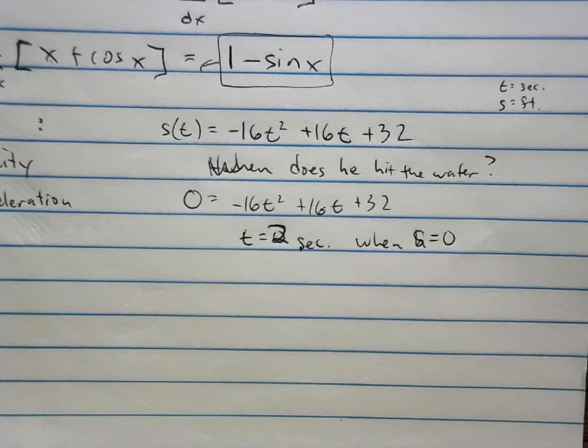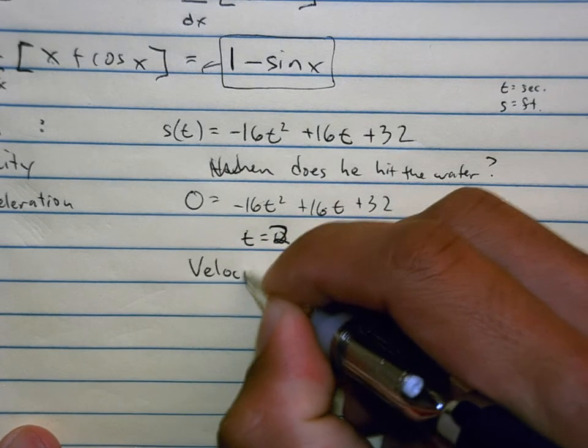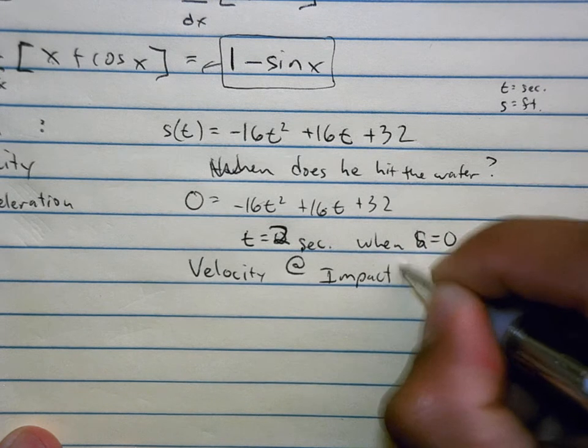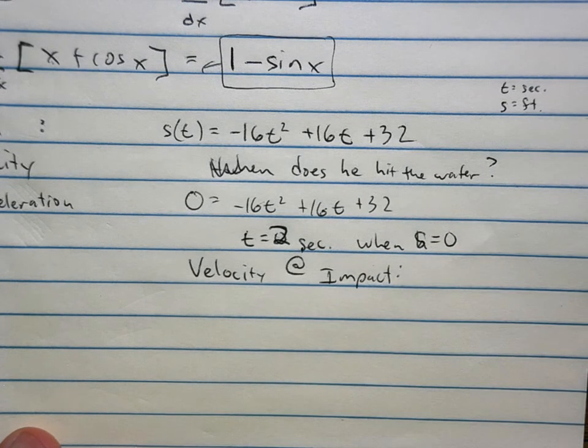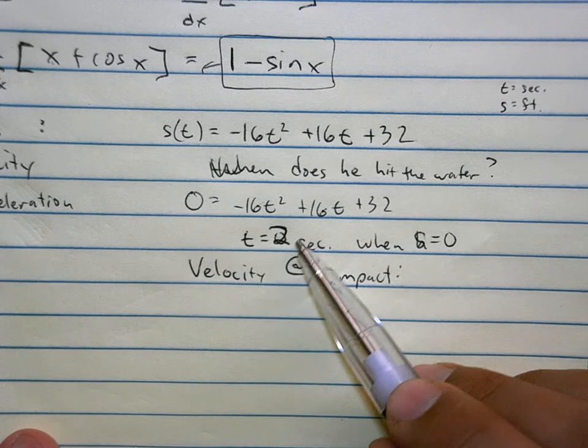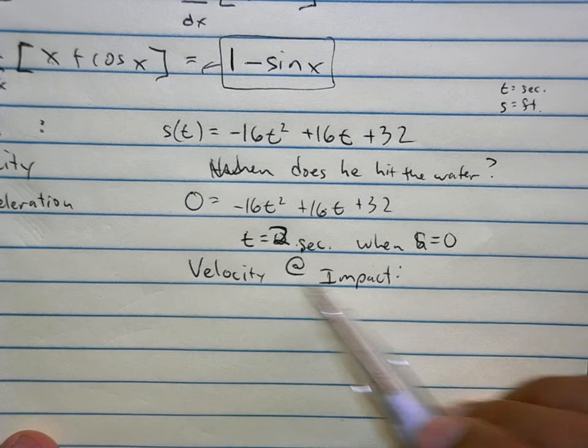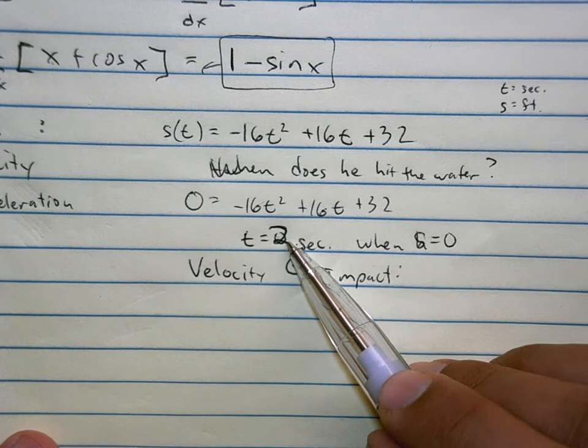What is the diver's velocity at impact? Okay. So now I need to find the velocity at impact. You could never do this in Algebra 2. Why couldn't you do it in Algebra 2? Because you didn't know what the derivative was. The derivative of position is velocity. Now you know the diver hits the water at 2 seconds. So we're going to need to know the velocity at impact. I need to know what the velocity is at 2 seconds.